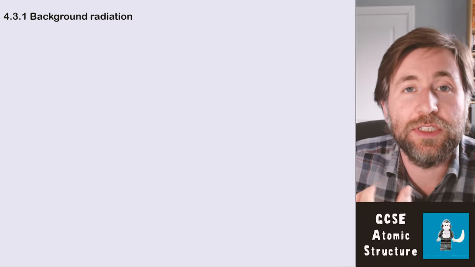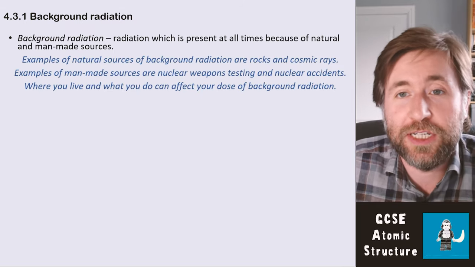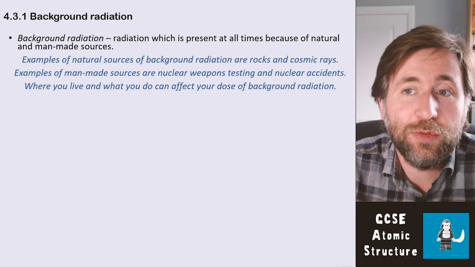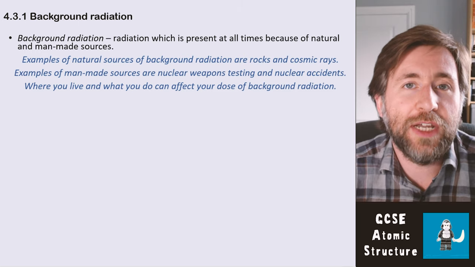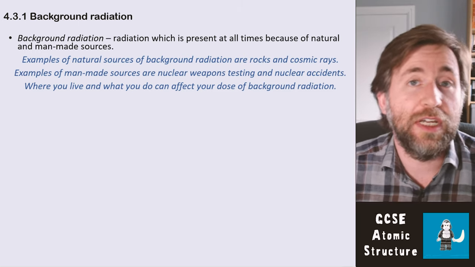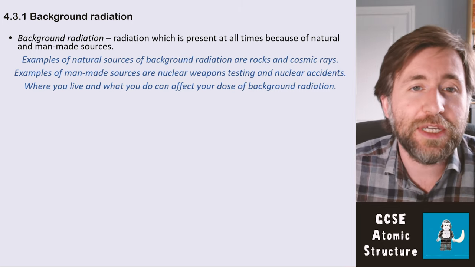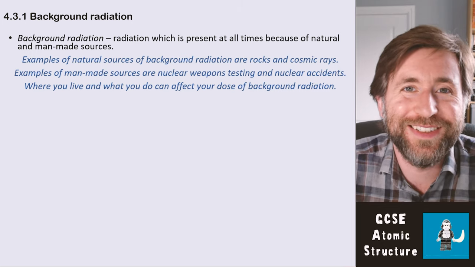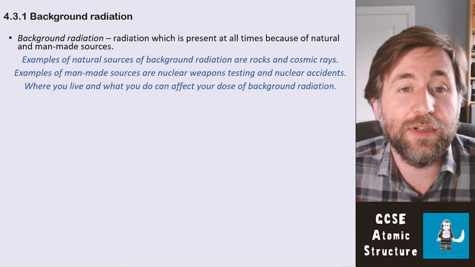So we need to assess the risk against normal background radiation. What does that mean? Background radiation is radiation which is present at all times because of natural or man-made sources. Some examples of natural sources are rocks and cosmic rays, so radiation coming from the ground and radiation coming from space. We can't avoid those. But some examples of man-made sources might be nuclear weapons testing and nuclear accidents.